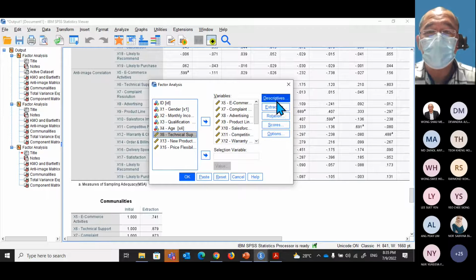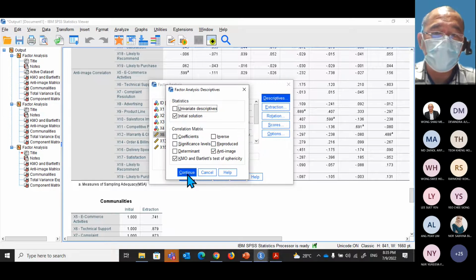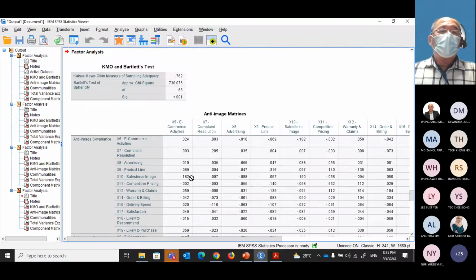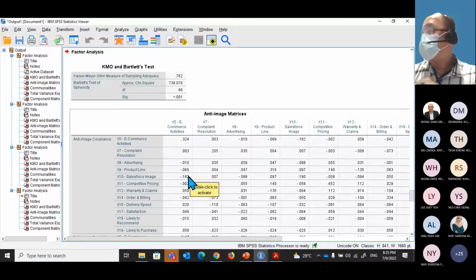Okay, now we run. Still there, the anti-image correlation and also the KMO. Okay, as usual, give you 10 seconds.